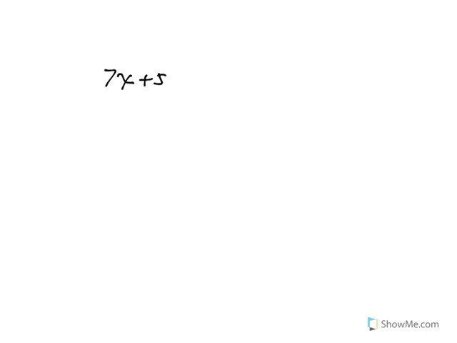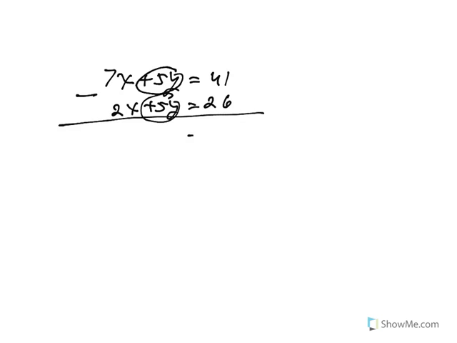So the question was 7x plus 5y and 2x plus 5y. And this was 41, and this was 26. So the trick is that if the x's or the y's are the same, you can subtract the two equations. And you end up with 5y minus 5y is 0y, but 7x minus 2x is 5x. And we call this elimination, when one of the variables disappears when I subtract the two equations. And then you divide both sides by 5, and you get x equals 3.